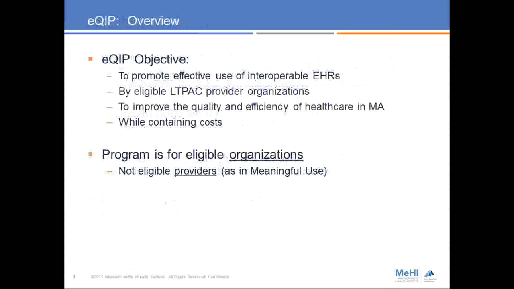So in brief, the objective of the eHealth Equality Incentive Program, or eQIP, is to promote effective use of interoperable EHRs by eligible long-term post-acute care provider organizations in an effort to improve the quality and efficiency of health care in the Commonwealth while containing costs. Note that this incentive program is for eligible organizations, not eligible providers, such as under meaningful use. eQIP payments will be made to organizational applicants.